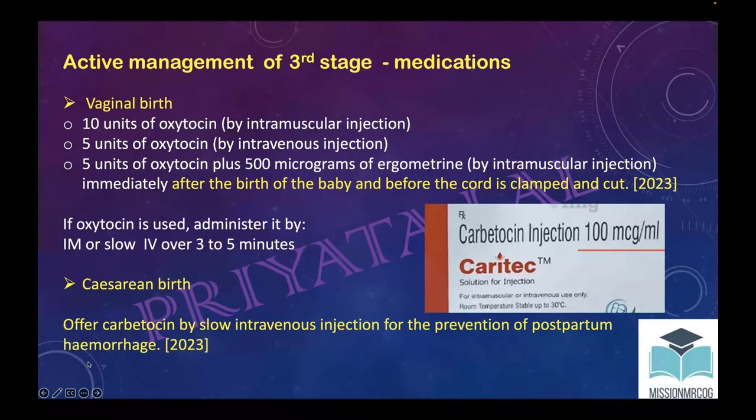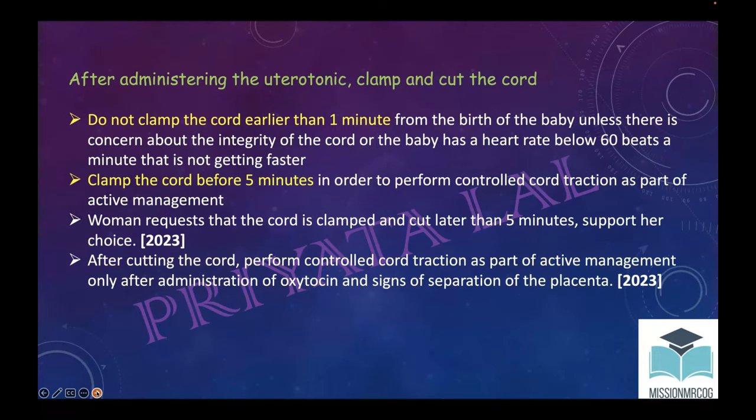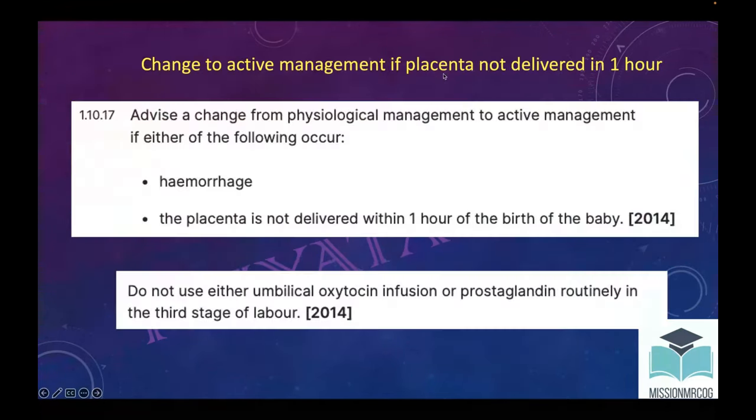Now this part was there before. Usually they don't want the cord clamped in less than 1 minute, but it has to be clamped before 5 minutes. And if the woman wants to cut it later than 5 minutes, her wishes have to be respected. Apart from this, if the patient is on physiological management and the placenta is not delivered, then change to active management has to be done.